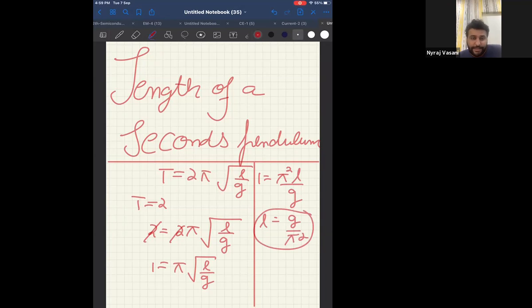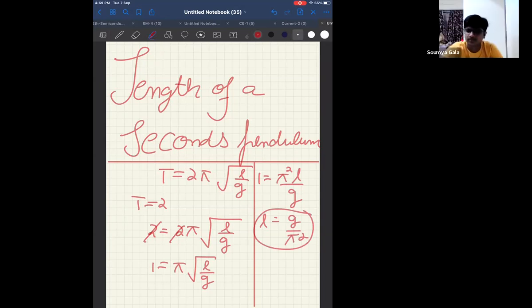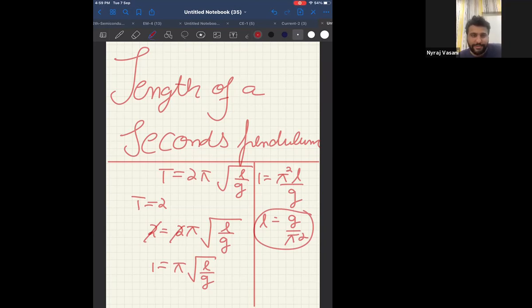Getting this answer? Yes, sir. Can anyone tell me something more about this? Sir, approximately equal to 1 value. Correct. Approximately equal to 1. 0.99, but approximately equal to 1. Therefore, can I say length of a seconds pendulum is approximately equal to 1 meter?